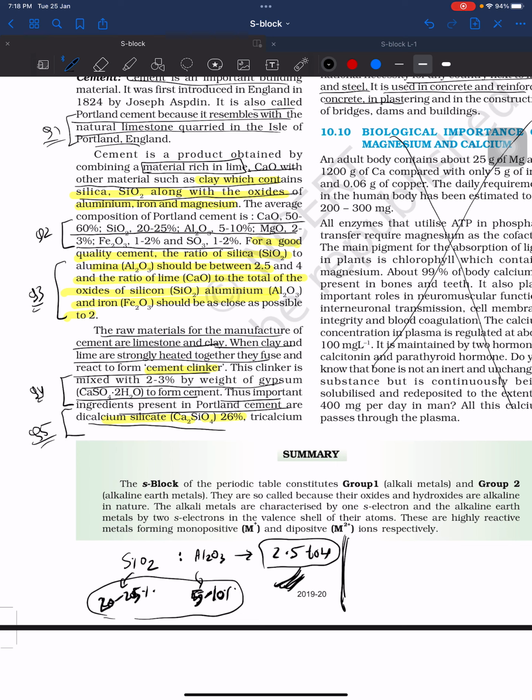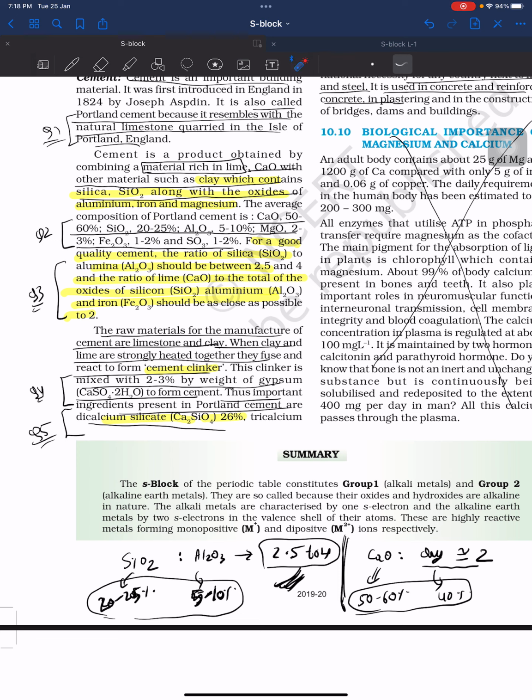All right. And the ratio of calcium oxide, CaO, to the rest of the clay components should be nearly equal to 2. So this is correct also. For example, calcium oxide is nearly 50 to 60%, and the rest of the clay and silica is nearly 40% only. So the ratio is nearly 2, or more than 1.5 times. So this is also correct.